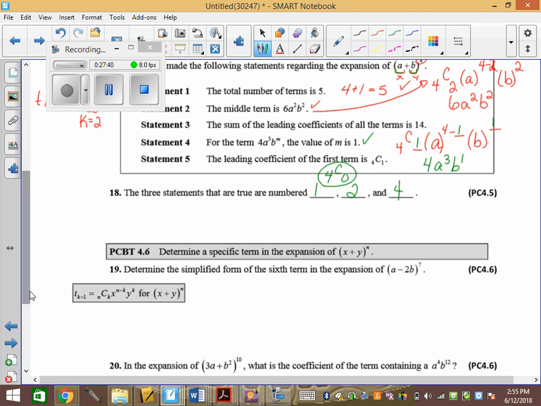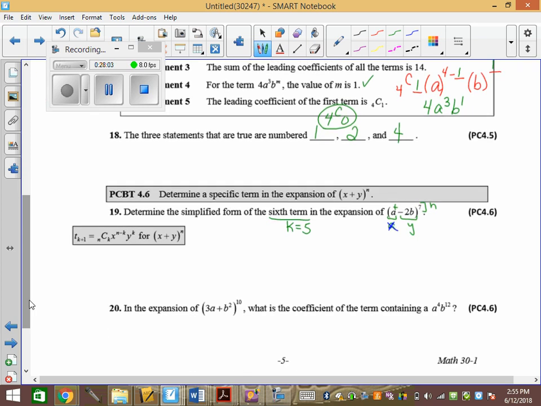This one wants us to determine the simplified form of the sixth term. What are they asking us to find? k equals 5. We know this is x, we know this is y, we know this is n, and there's a plus sign between them. y actually is the negative 2b. I don't know why I put an a. That's an x. Sorry. So we fill it into this formula.